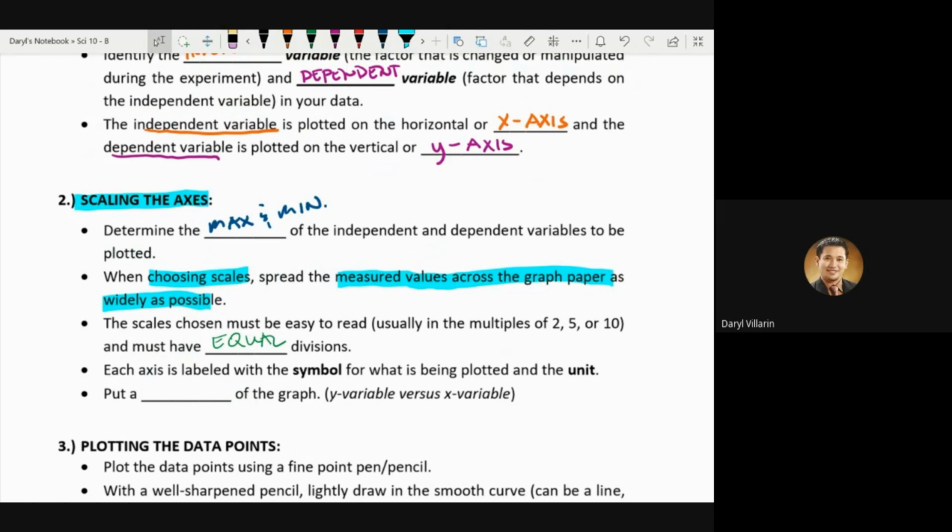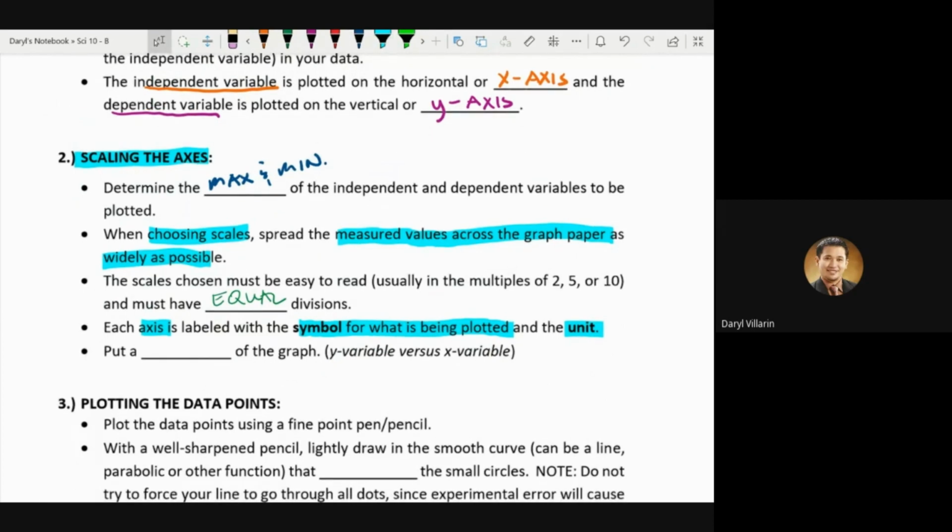And each axis should be labeled. So you need to label each axis with the symbol of what is being plotted and its unit. So meaning that if the one placed along the x-axis is, let's say, time, that would be your independent variable. So you place the symbol for time. Usually we just use t and then the unit. If your dependent variable is the distance, you can use the symbol d and then the unit m.